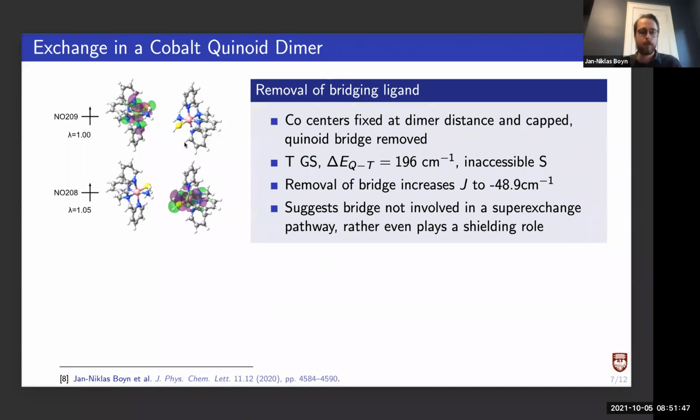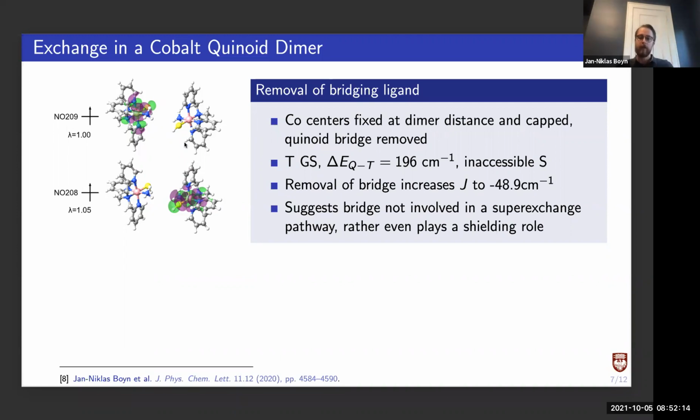Now running this again, we actually get an identical orbital picture. I'm just showing the HONO and LUNO here, but we get an identical orbital picture to the capped version, and the linker really doesn't have any involvement in these active space orbitals. And again, we get a triplet ground state, and we get a quintet spin state that is accessible at 196 wave numbers, and the singlet remains inaccessible.